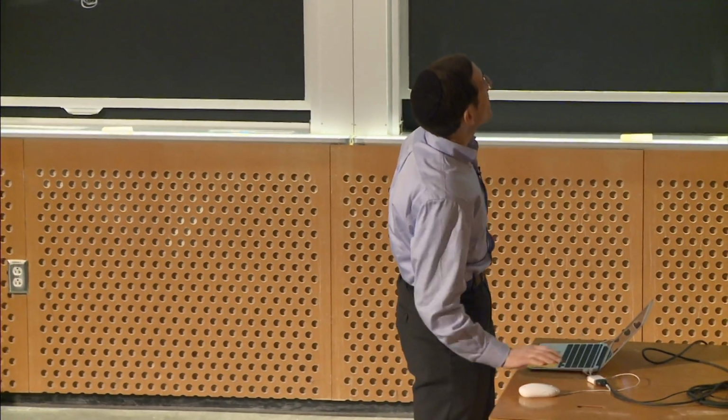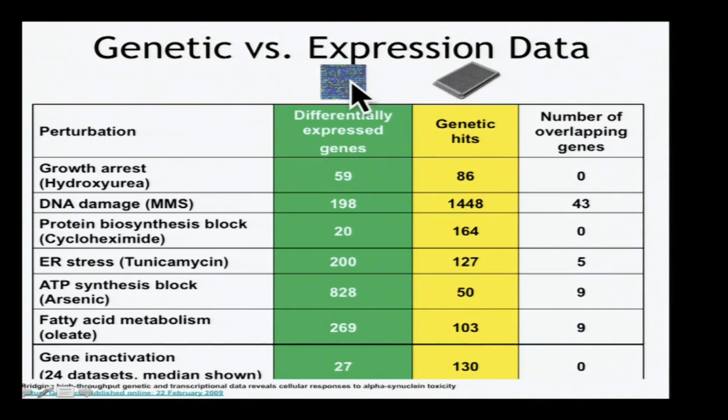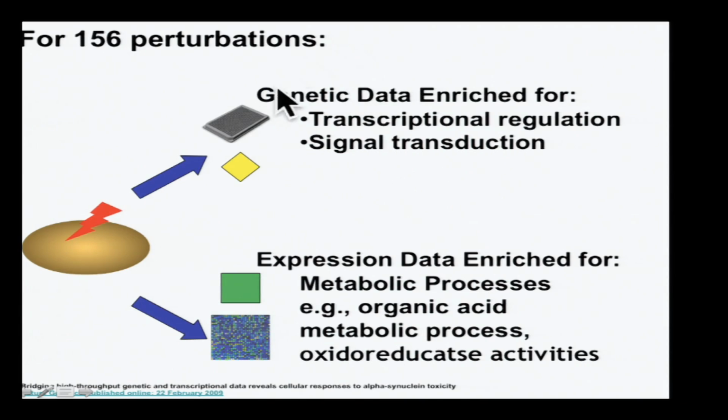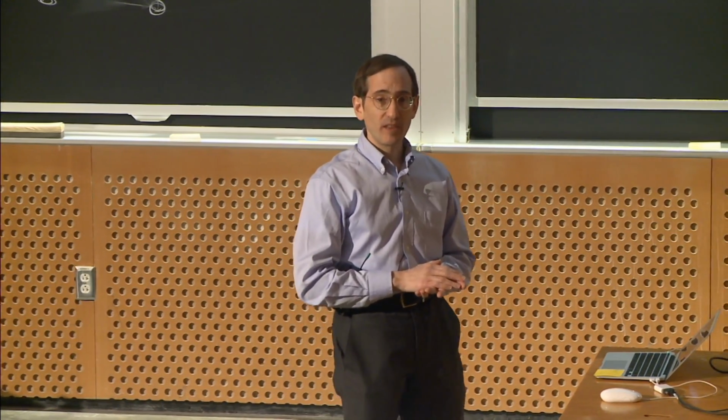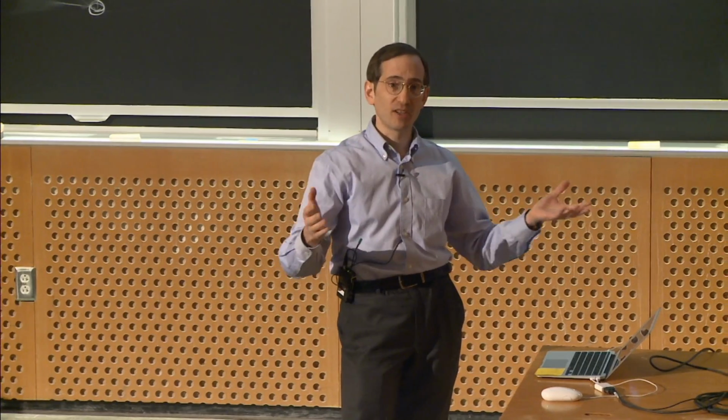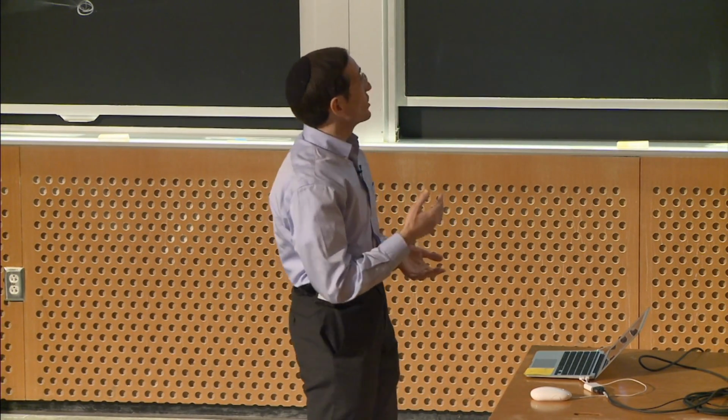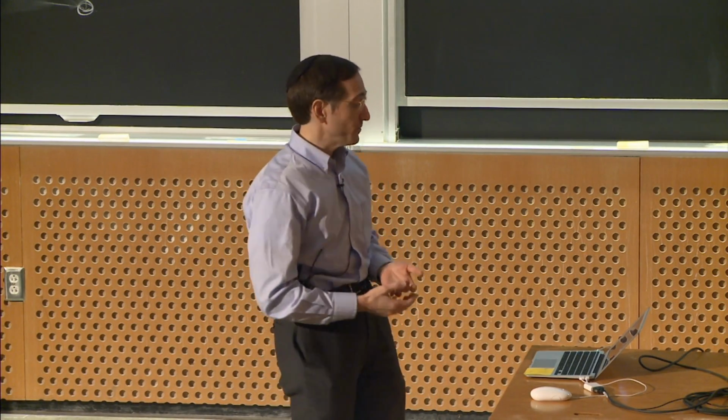And one of the reasons for this is different assays are measuring different things. So it turns out if you look, at least in yeast, overall over 156 different experiments for which there's both transcriptional data and genetic data, the things that come out in genetic screens tend to be master regulators, things that when knocked out have a big effect in phenotype, whereas the things that change in expression tend to be effector molecules.